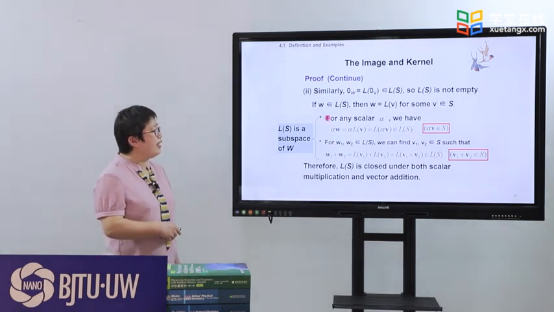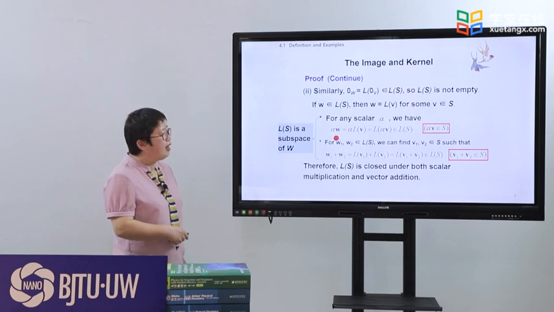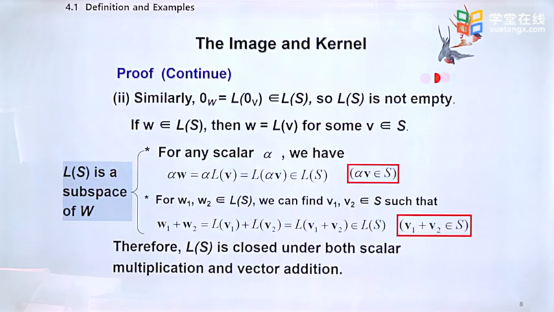So now we show that if W is in alpha S, where alpha is any scalar, then alpha W is also in alpha S. And also, for any W1, W2 belonging to this image, we can find V1, V2 belonging to S such that W1 equals L(V1) and W2 equals L(V2). This comes from the definition of the image of S.